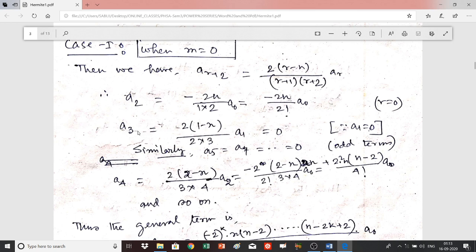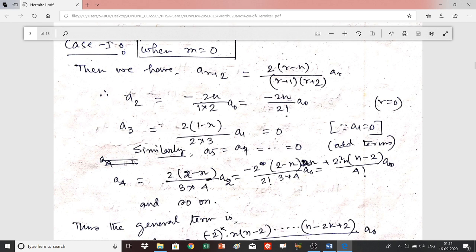And then a3, that means in this case r is equal to 1. So if you use r equal to 1 in this relation, then a3 will be 2 into (1 minus n) by 2 into 3 into a1. A1 is equal to 0, because a1 is 0, which was found previously. So similarly, a5, a7, etc., all the odd terms of a will vanish. So there will be only the even terms of a.